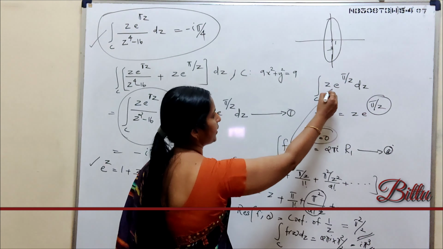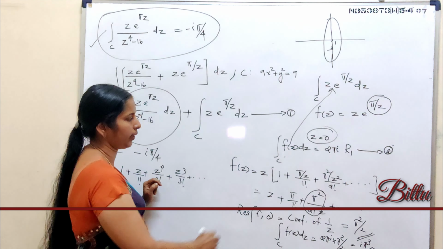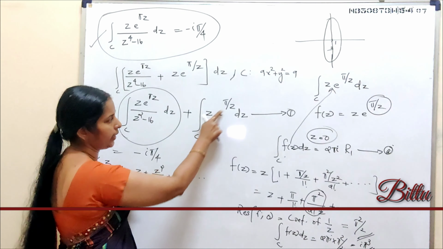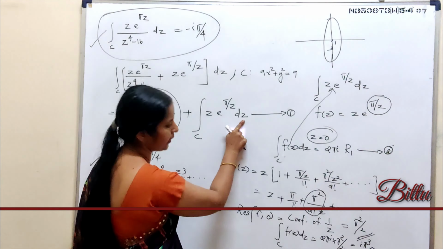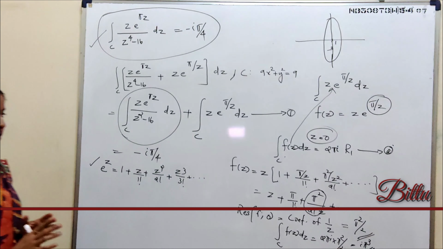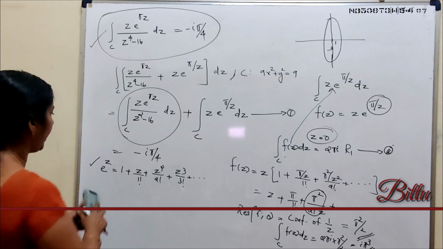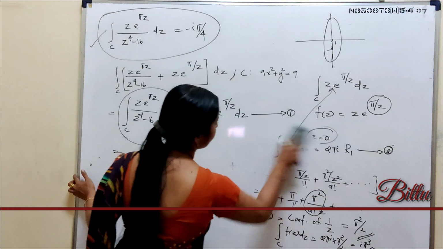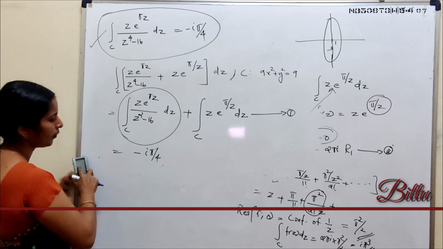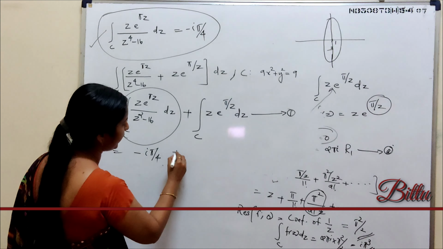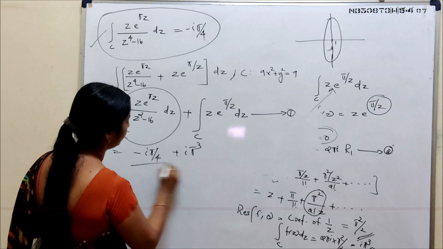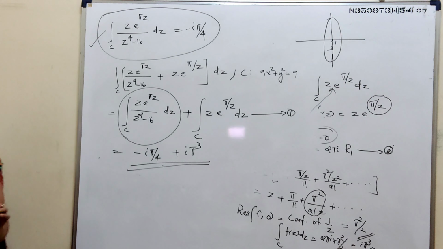Here F(z) is z e raised to pi by z. So you can see integral over C of z e raised to pi by z dz is i pi cube. You have to substitute that value in the first equation. So we have minus i pi by 4 plus i pi cube. This is the answer of the given integral.